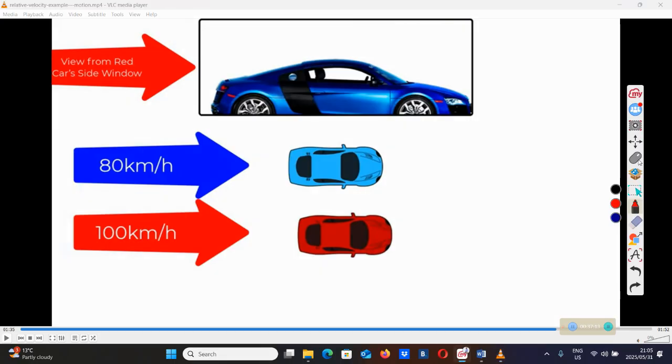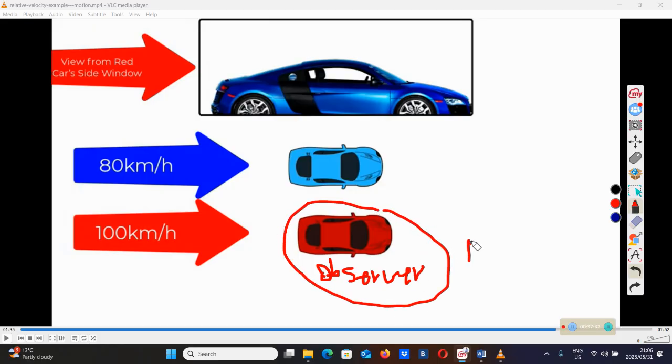So as I've said, if this is the observer, the red car, then the relative velocity, you start with the speed of this, which is 80 minus 100, which is going to be negative 20 maybe kilometer per hour.